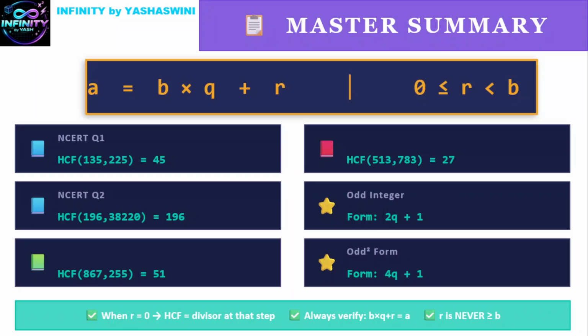Let us summarize what we learned today. According to Euclid's division lemma, a is equal to bq plus r, where r is greater than or equal to 0 and less than b, that is the divisor. And we solved a few problems according to Euclid's division lemma, and a few important board exam questions, and even odd integers, that is 2q plus 1 and 4q plus 1. These are very important for your board exams.